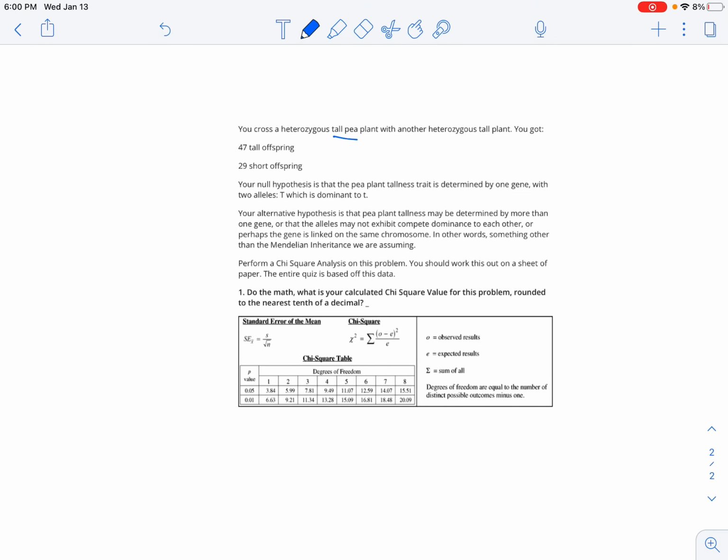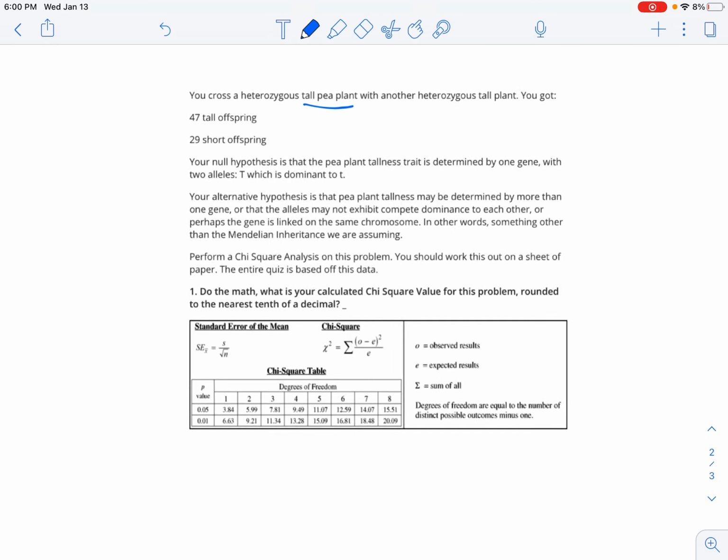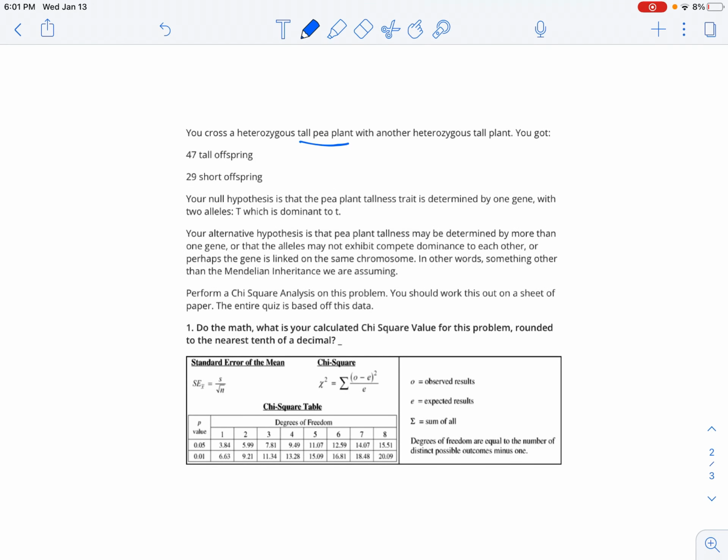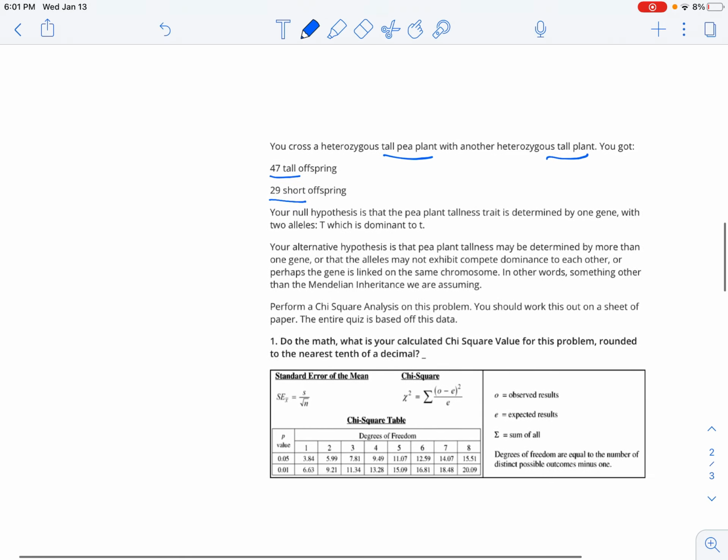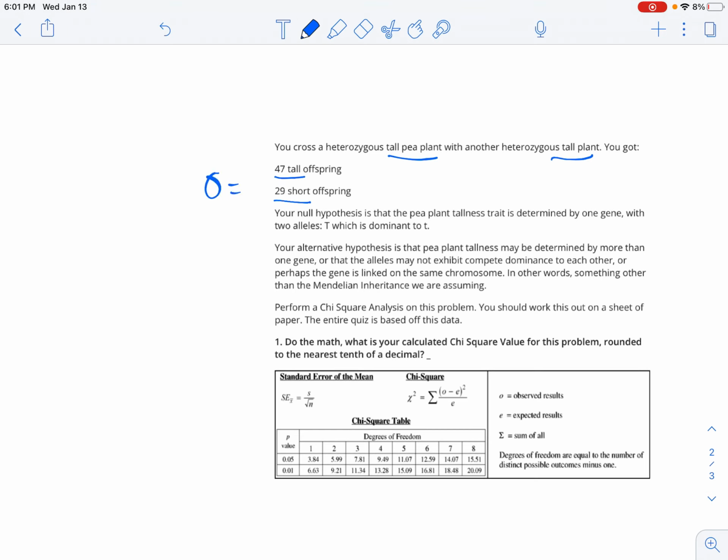Okay, so in this problem we're going to do a standard Pea Plant Cross where we're talking about traits that you've heard of before. So we're going to cross a tall pea plant heterozygous tall with heterozygous tall, okay? And the offspring are going to be more tall than short. And we want to know if these are the observed. The observed is 47 tall and 29 short. We want to know if that is close enough to what we'd expect to say that our null hypothesis holds true.